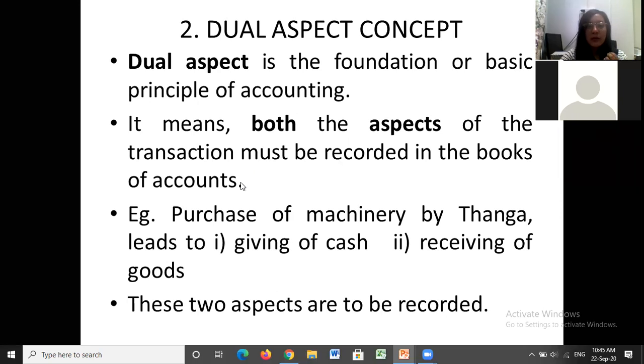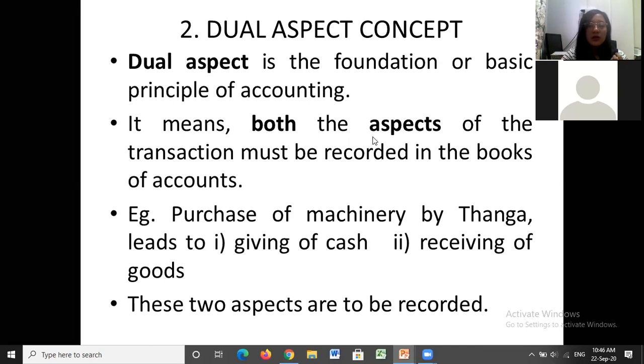Double entry bookkeeping, you must have heard of it. So dual aspect concept says that a transaction must be recorded in the books of account for both the aspects. Okay, so I will give an example. Supposing Thanga has purchased a machinery. There's this person called Thanga who has purchased a machinery.